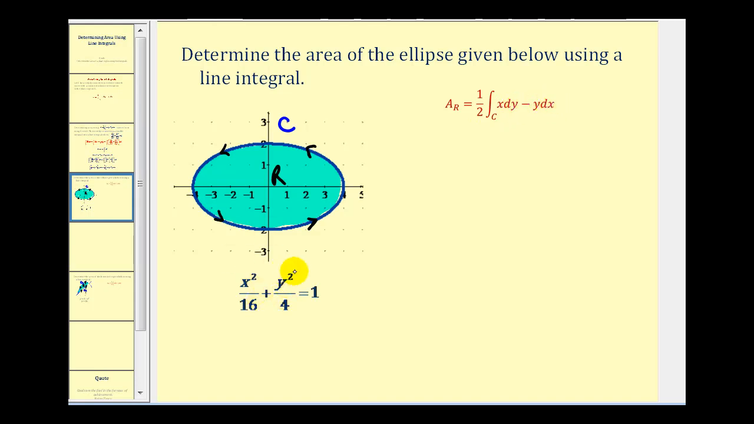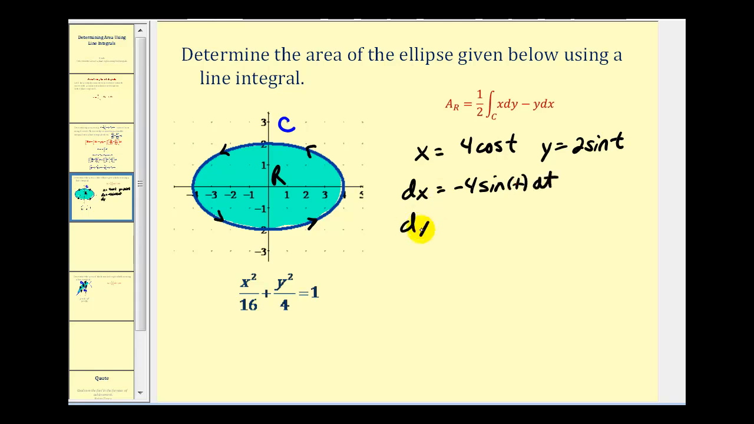So looking at our equation of the ellipse, if we let x equal 4 cosine t and y equal 2 sine t, we would satisfy the equation of the curve. So this also tells us that dx would be equal to negative 4 sine t dt, and that dy would be equal to 2 cosine t dt. So we can use all of this to perform substitution into our line integral.